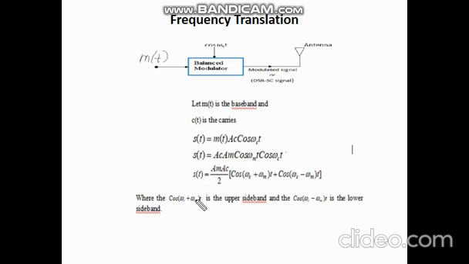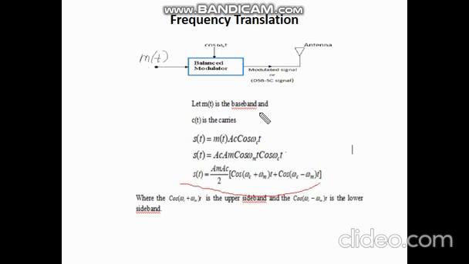So what we observe is that in the modulated waveform, there are two frequency components. One is omega C plus omega M T and the other is omega C minus omega M T. So cos of (omega C plus omega M) t is your upper sideband and cos of (omega C minus omega M) t is your lower sideband. So this s(t) is your modulated waveform.